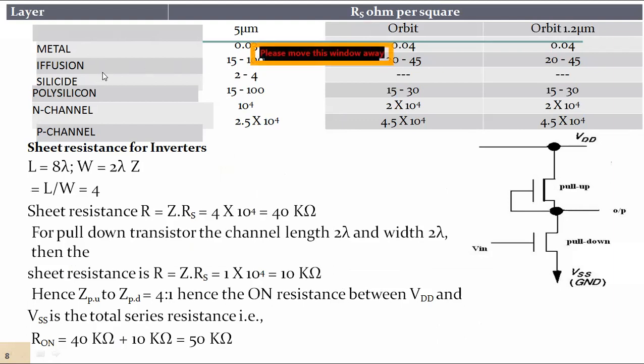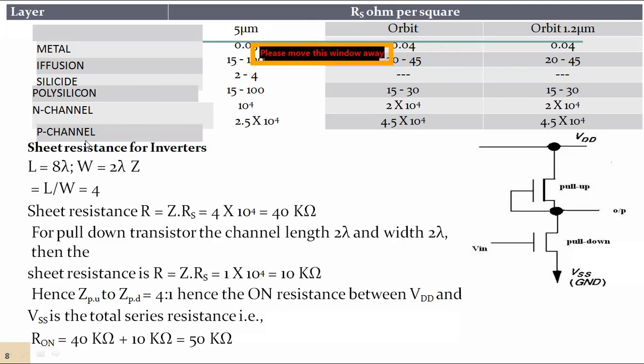0.03. For a diffusion, 10 to 15, silicide is 2 to 4, polysilicon 15 to 100. For N channel, we have taken this value 10 to the power 4 when we have taken a 5 micrometer technology. The value is 10 to the power 4 for an N channel. For an N channel, the resistance value is in terms of sheet resistance, RS ohms per square. If you take an N channel, it is 10 to the power 4.